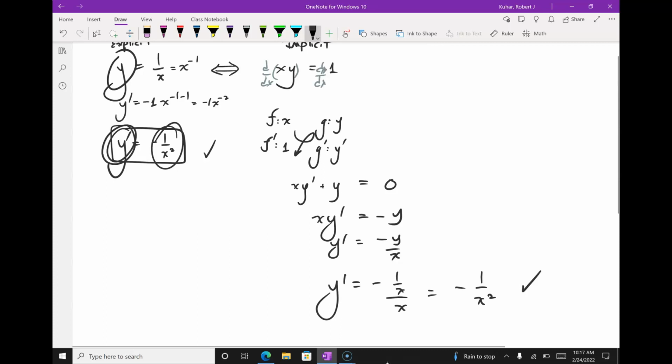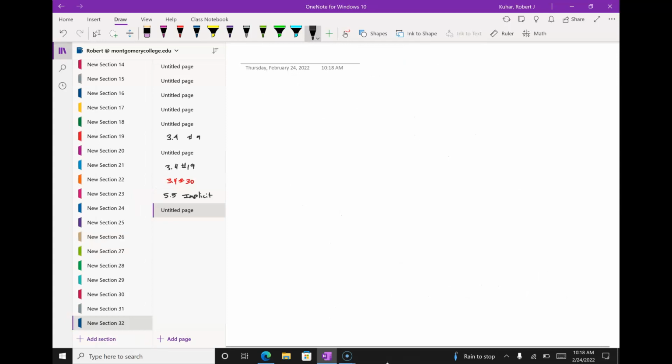So I want to think about things. If I'm differentiating something in terms of x, I know my rules. If I'm differentiating something in terms of y, I have to think of y primes. I always now must think of the chain rule, okay? All right, so here we go. Just a couple of quick examples.